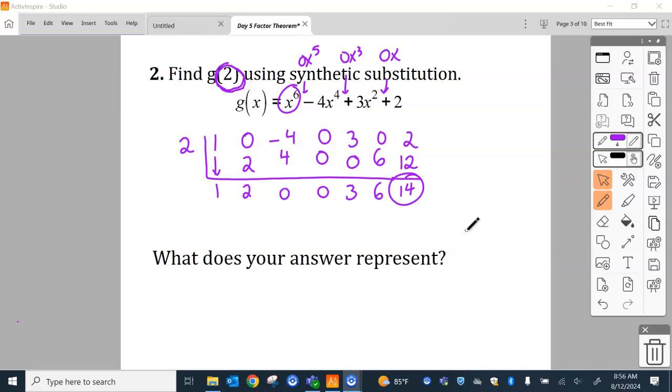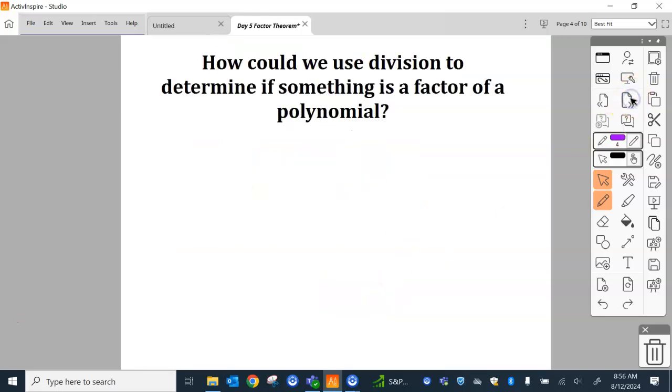And when it says, what does our answer represent? Well, let's think about that. We substituted in this value of 2, or we did synthetic division in our case, but this value is our input. That's our x. So the remainder, our answer, represents the y value. It's our output. Kind of cool.